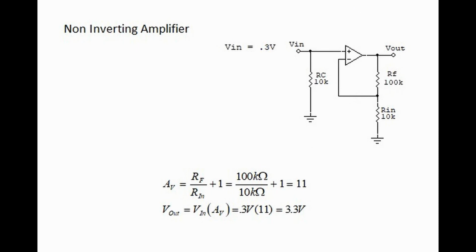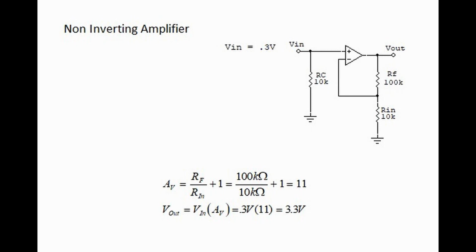A non-inverting amplifier takes the signal into the positive input, and for that reason it does not invert the signal. The way I have drawn the circuit is a better way as opposed to the book, which seems to draw the thing upside down. The gain is calculated as RF divided by Rin plus 1. In this case, 100K divided by 10K plus 1 equals 11.